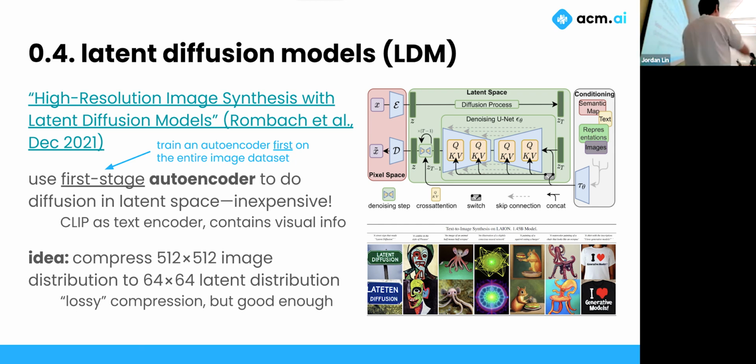Then what we do is, inside our latent space, we have a distribution that is a little bit difficult to do, but it's a much smaller resolution. And we just train a diffusion model on that distribution instead, the latent distribution instead.